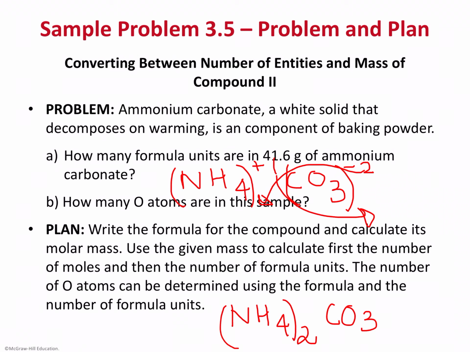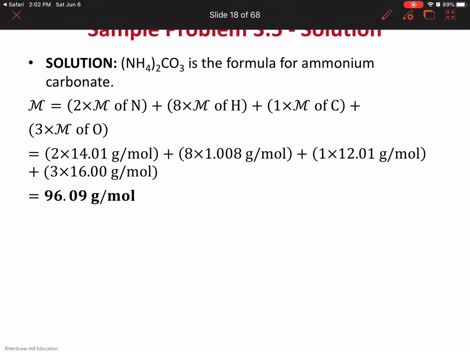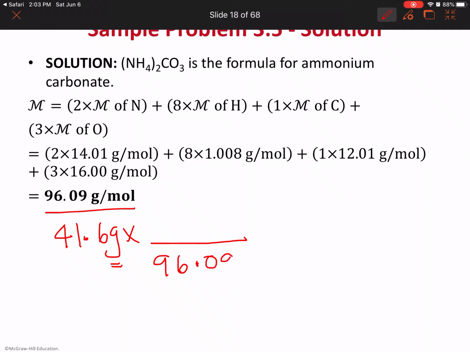We're going to find out how many formula units are in this many grams of ammonium carbonate. So you start with 41.6 grams first. If you are given something in grams, what do you need to do? You need to convert it to moles using the molar mass. Molar mass is given as grams per mole, and the gram should go to your denominator, 96.09 grams in 1 mole.